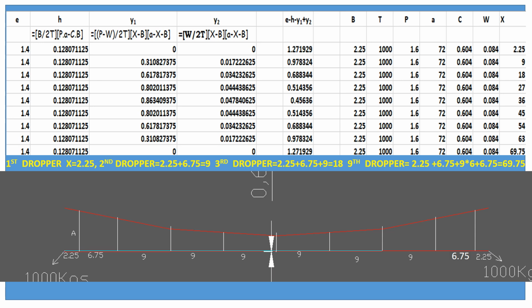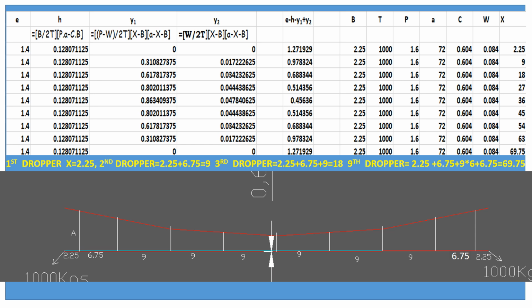The first dropper is called A dropper, the second B, the third C, the fourth D, then E. Normally we go up to E, and then it repeats: A, B, C, D, E. So the first dropper is spaced at 2.25. It is fixed.